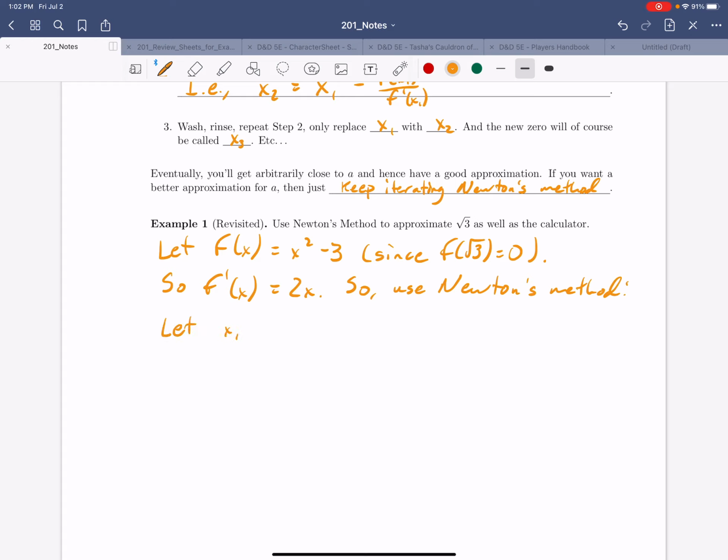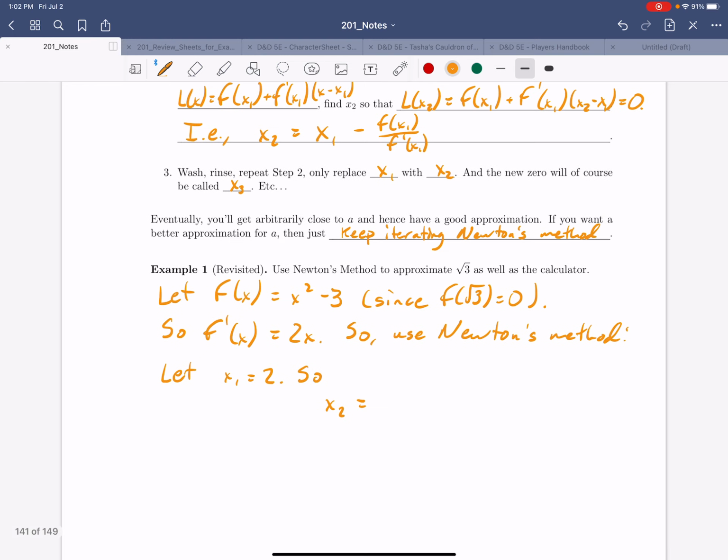We'll let x1 equal a value close to the square root of 3. Square root of 3 we saw was like 1.7 or so, I think 2 is our best option. Okay? So that means that x2 is going to equal x1 minus f of x1 all over f prime of x1. Okay? And I think we can simplify this out a little bit more. This is 2 minus, well, f of 2 equals 1 fourth.